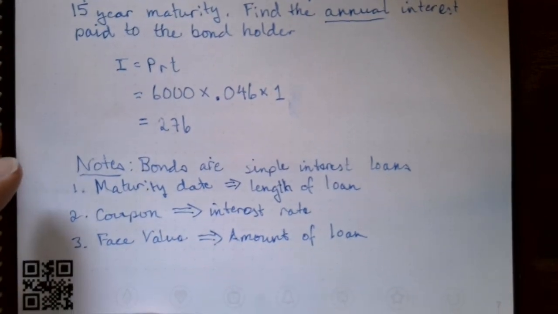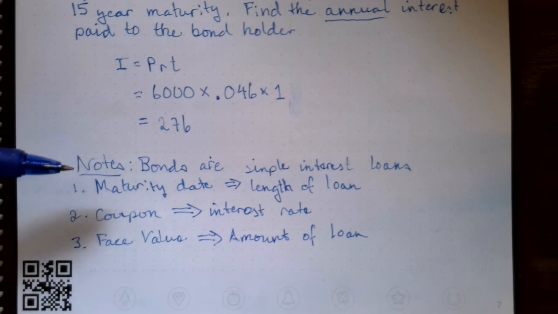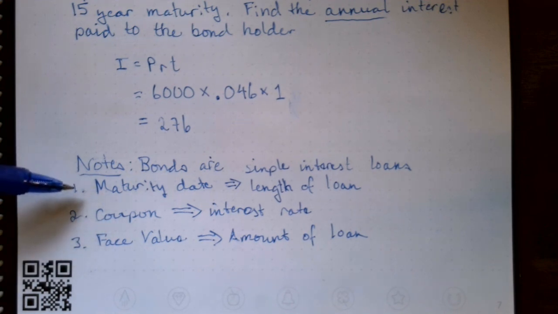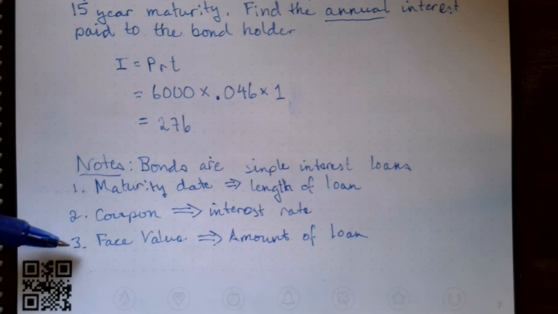Okay, and just some notes about dealing with bonds. Remember, bonds are simple interest loans, typically issued by governments, though they can be issued by corporations as well. The maturity date, that's the length of the loan. The coupon is the interest rate, and the face value of the bond is the amount of the loan.